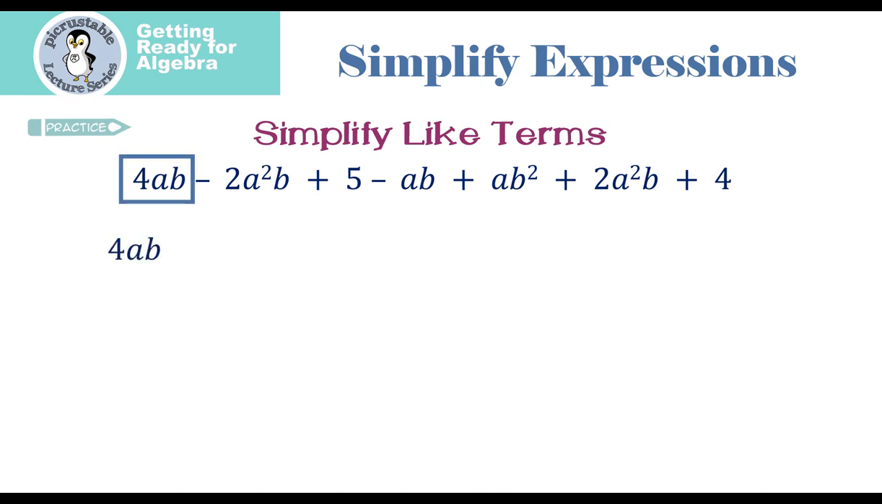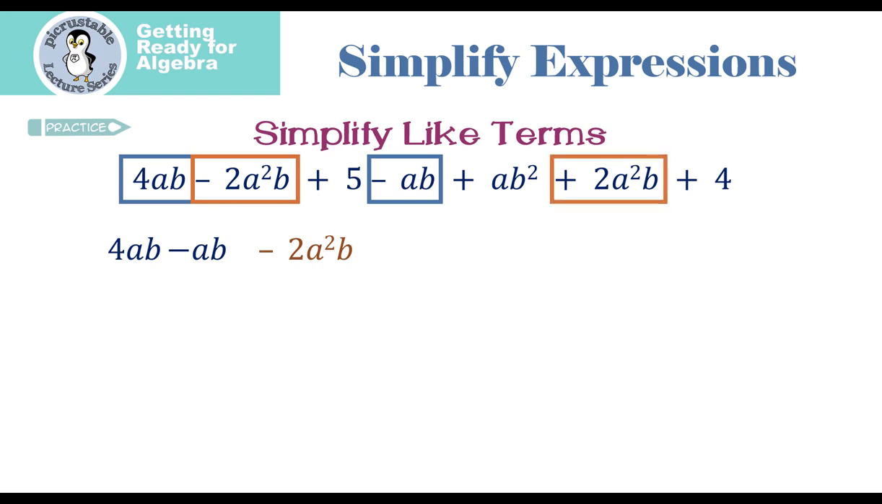Here's 4ab. Now let's look for another ab. Oh, here it is, minus ab. Do we have any more? Nope. Next, we have negative 2a squared b. So we're going to write it down. Do we have any more a squared b's? We sure do, right here. So let's write that down.